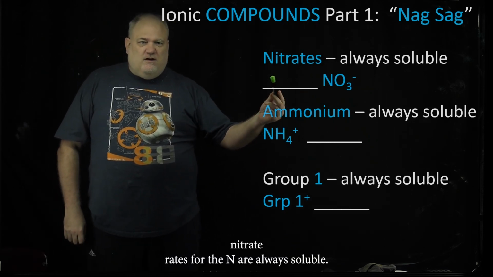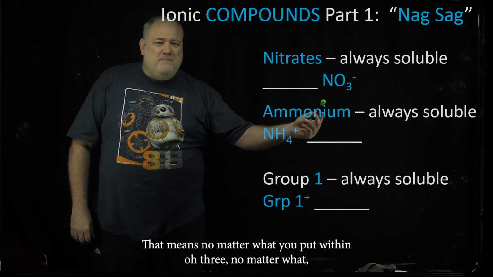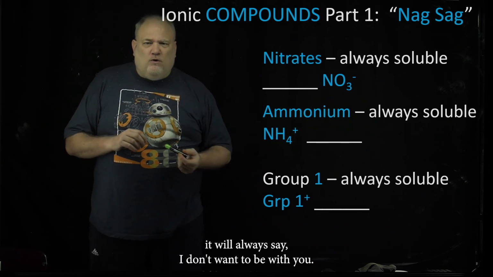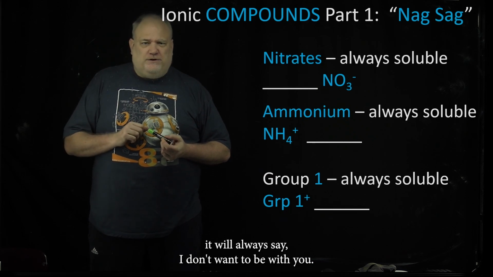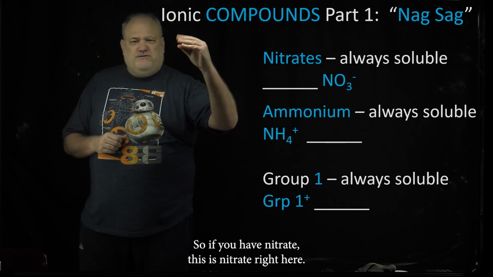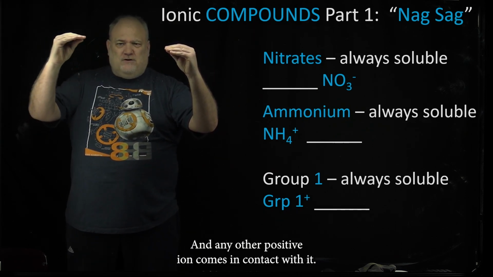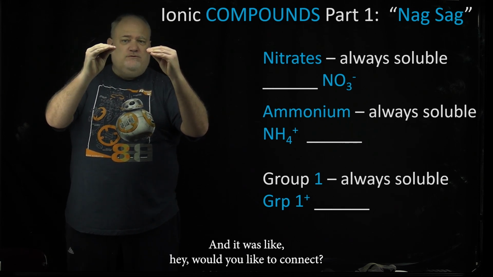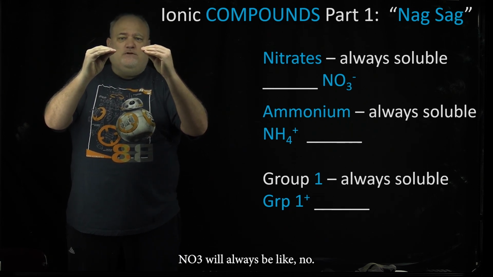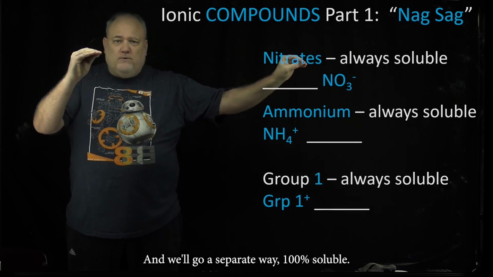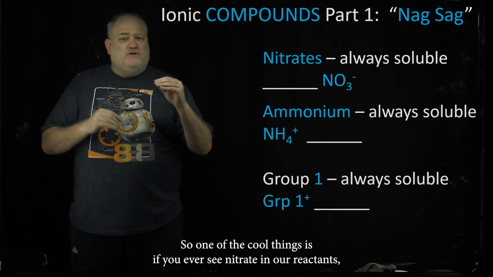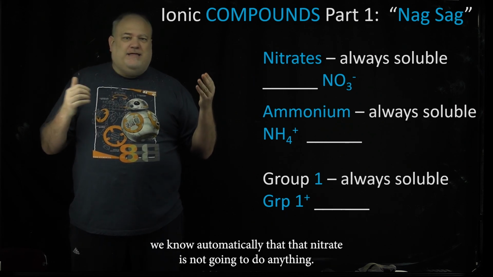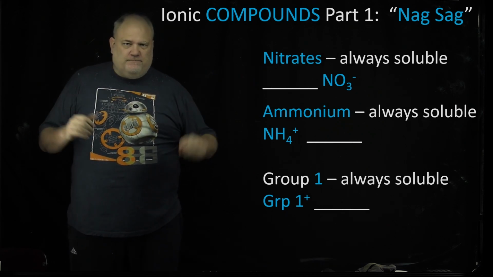Nitrates, for the N, are always soluble. That means no matter what you put with NO3, no matter what, it will always say, I don't want to be with you. So if you have nitrate, this is nitrate right here, and any other positive ion comes in contact with it and is like, hey, would you like to connect? NO3 will always be like, no, and go its separate way. 100% soluble. So one of the cool things is, if you ever see nitrate in our reactants, we know automatically that that nitrate is not going to do anything.